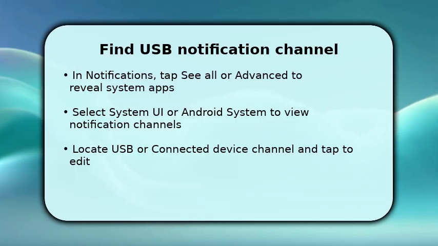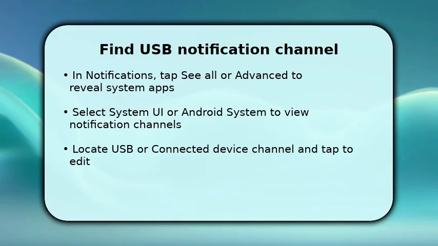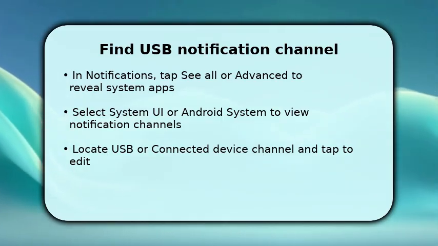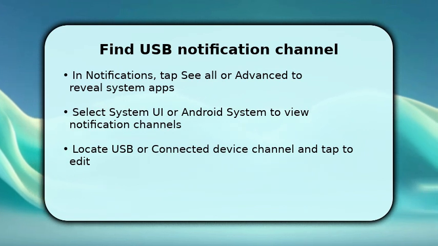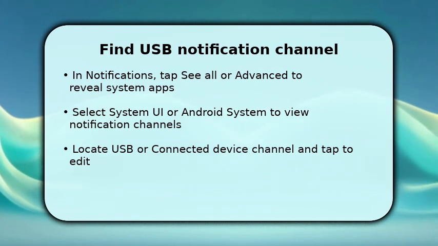You must edit that specific channel because toggling the whole Android system would silence critical alerts. Tap the USB channel, then choose Block or Turn off importance. This stops the persistent connector notification while keeping other system alerts intact.